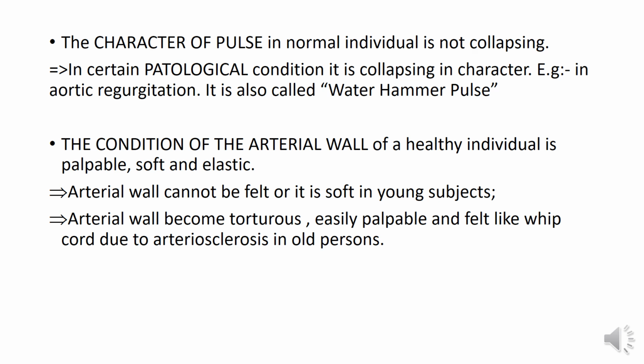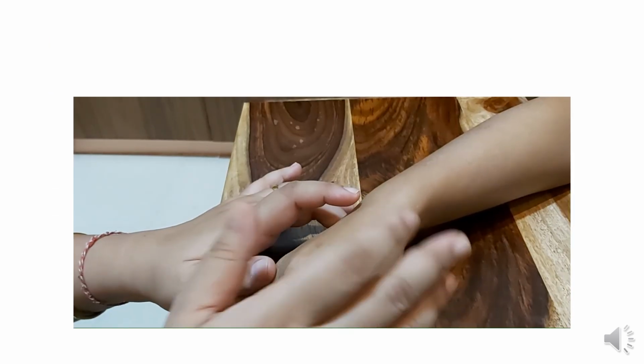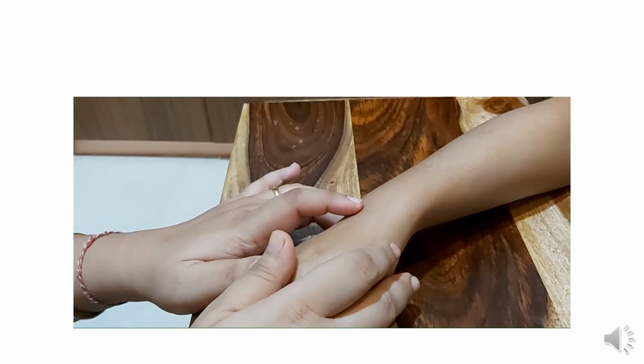Next is the condition of the arterial wall. In a healthy individual, it is always palpable, soft, and elastic, which I've already discussed. Now, the arterial wall cannot be felt, or it is very soft, in young subjects. The arterial wall becomes tortuous, easily palpable, and felt like a whipcord due to arteriosclerosis in old persons. I have already discussed this.